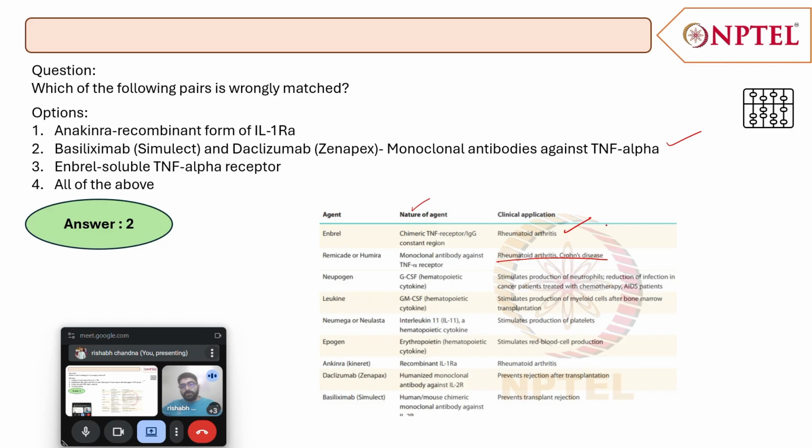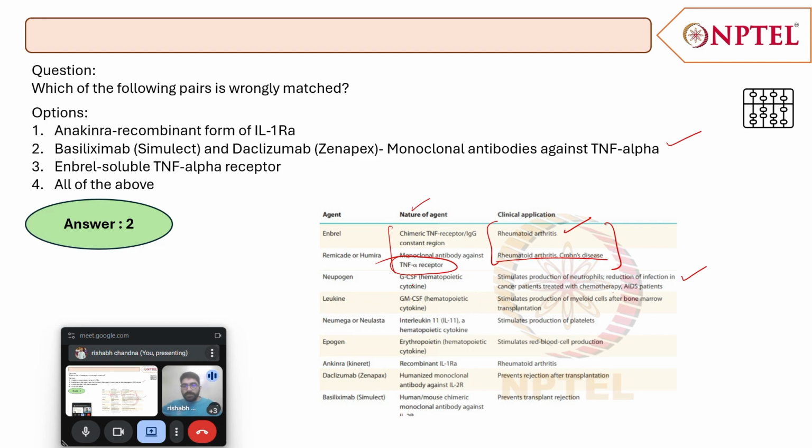Okay, so both of these are autoimmune diseases, and in that case, what happens? TNF alpha is basically secreted more because it's an inflammatory disease. Okay, so we are targeting the receptor of the TNF alpha to decrease the impact of that particular disease. Then we have Neupogen, that is GCSF, a hematopoietic cytokine, so that it can stimulate the production of neutrophils, reduce infection in cancer patients treated with chemotherapy as well as AIDS patients.